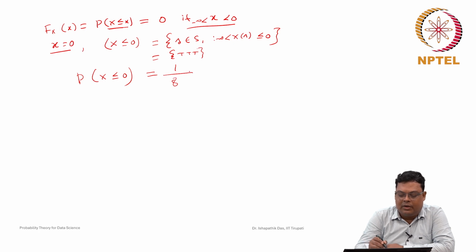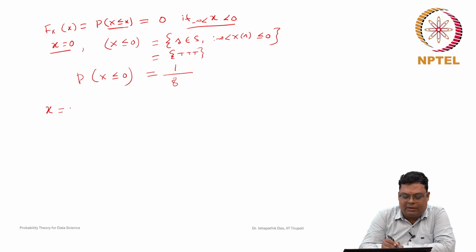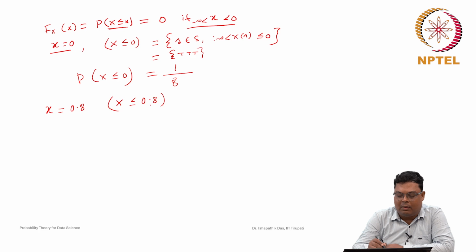1 by 8. Now if you take any value, suppose x is greater than 0 but less than 1, suppose x is equal to 0.8. Then what will be this set, because you want to find the probability of these things. So first you have to find X less than or equal to 0.8, this probability you want to find, the probability of this event. So this is nothing but s belongs to S1 such that minus infinity is less than X(s) less than or equal to 0.8.